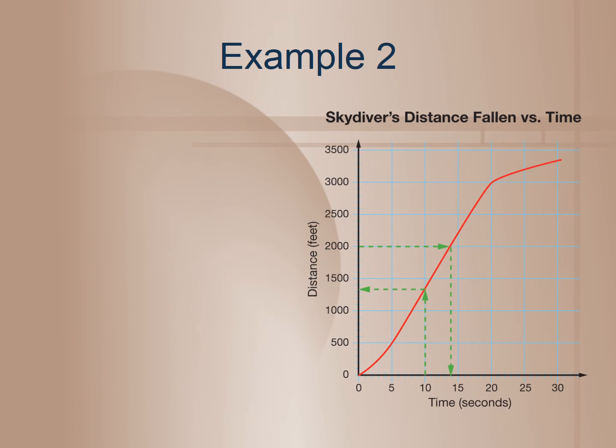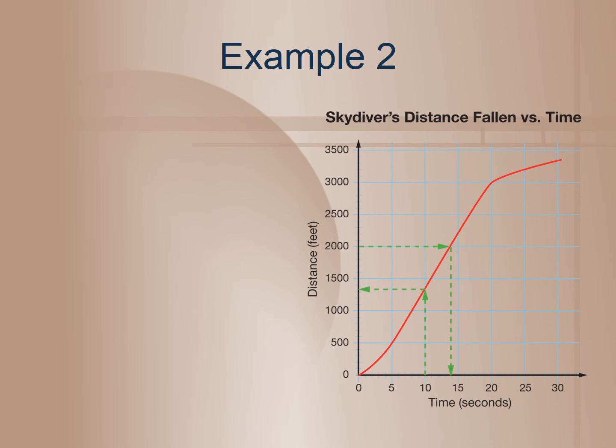So let's go ahead and look at example 2 now. In example 2, we're looking at a skydiver, and we're looking at the distance fallen versus time. So distance is going to be dependent on time. So time goes on the horizontal and distance goes on the vertical. And so what we're looking at is the distance he fell at what time. So at T0, at 0 seconds, he hasn't fallen, so it's at 0. But after 5 seconds, he's already fallen 500 feet, and then so on and so on.